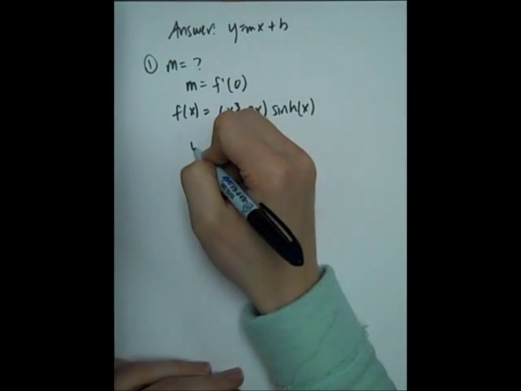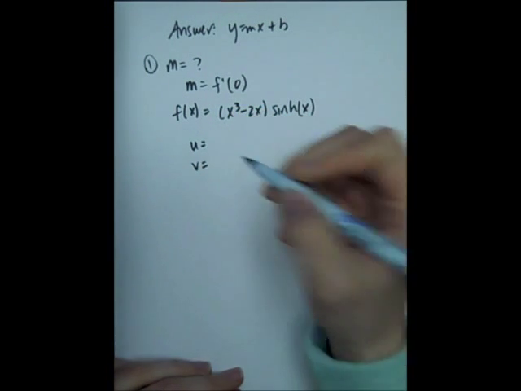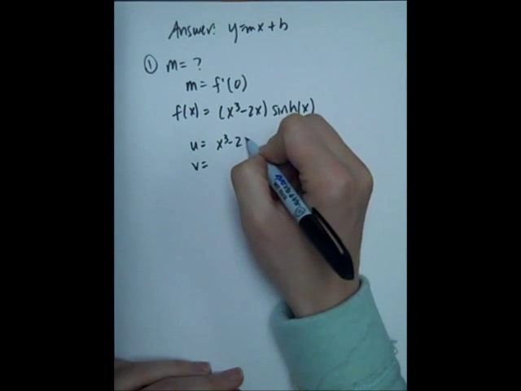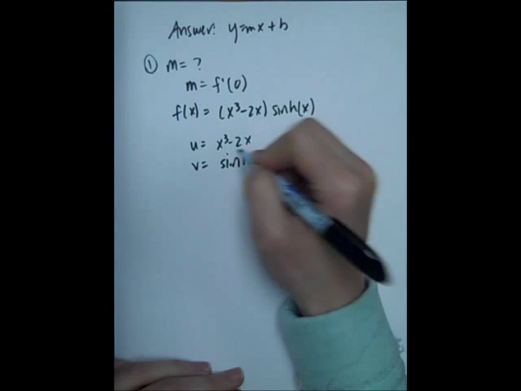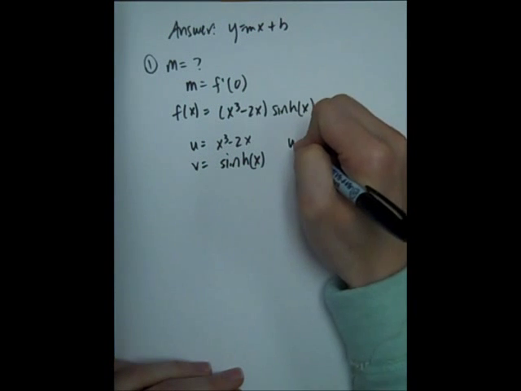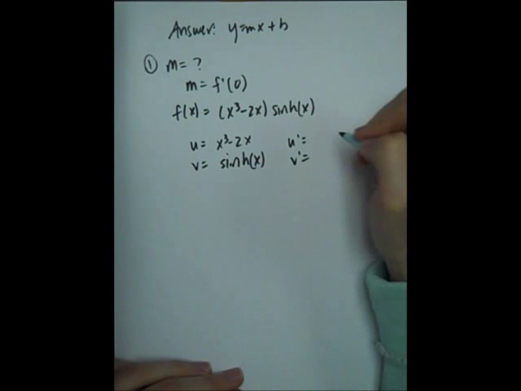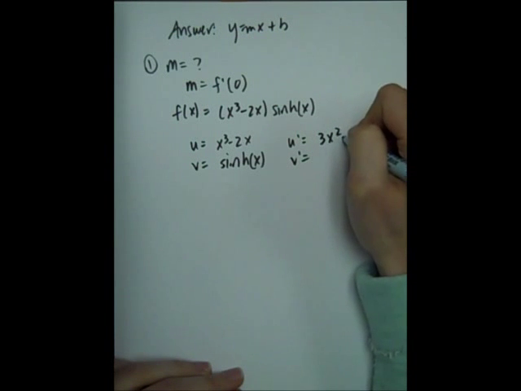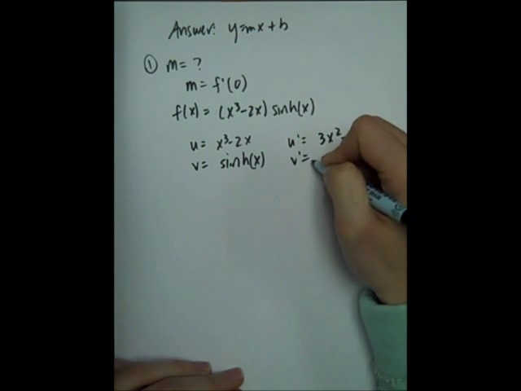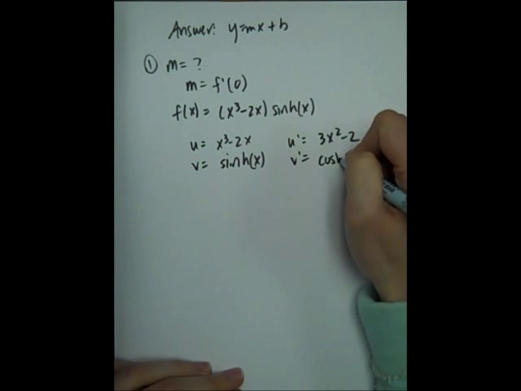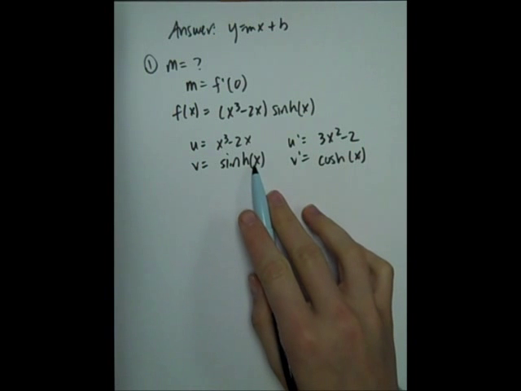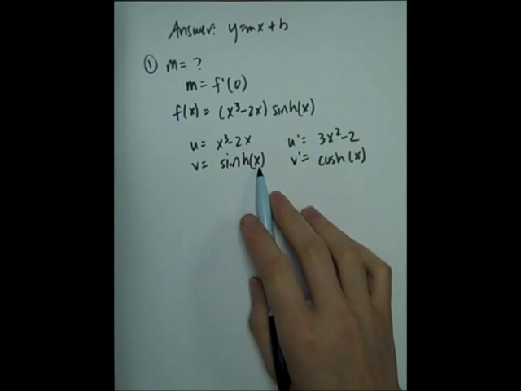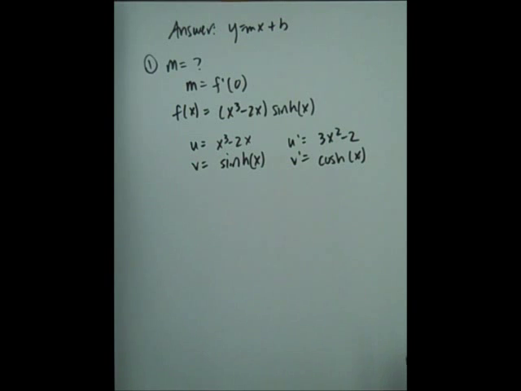So this is a product, so to find the derivative you got to use the product rule. So x cubed minus 2x for u, hyperbolic sine for v. So u prime, that's just going to be 3x squared minus 2. V prime, hyperbolic cosine. So because it was just an x on the inside, I didn't need to worry about the chain rule. It's just hyperbolic cosine here.